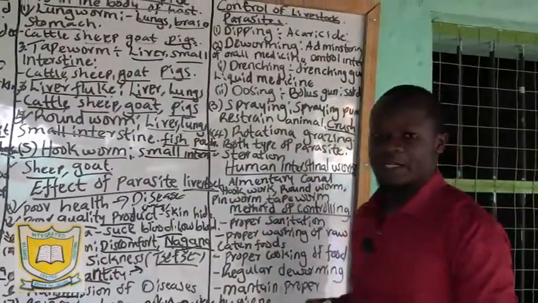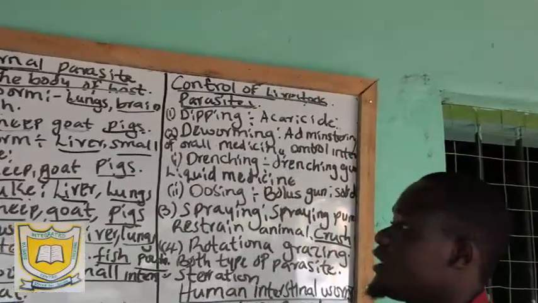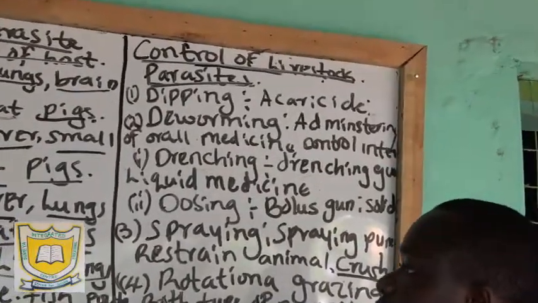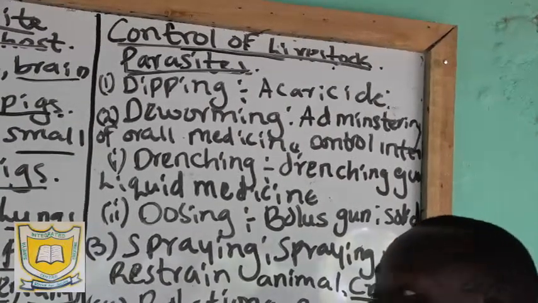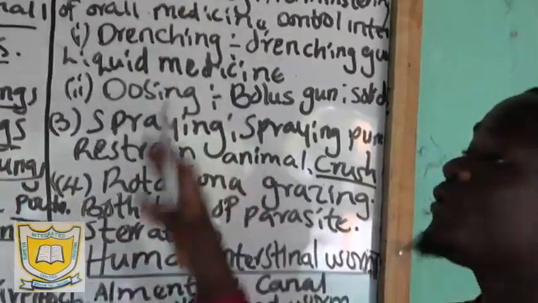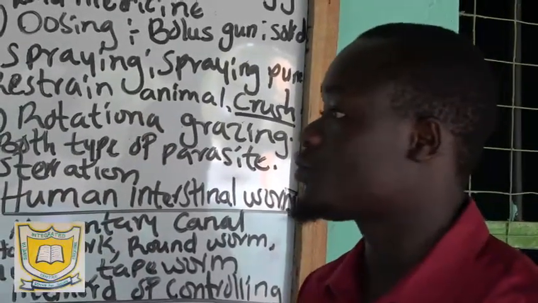The second last part that we are going to discuss is the control of these livestock diseases. We have talked about the examples, external and internal, and the general effects of these parasites. Now we have to talk about how we can control them, because for everything we have to have ways that we can control them.